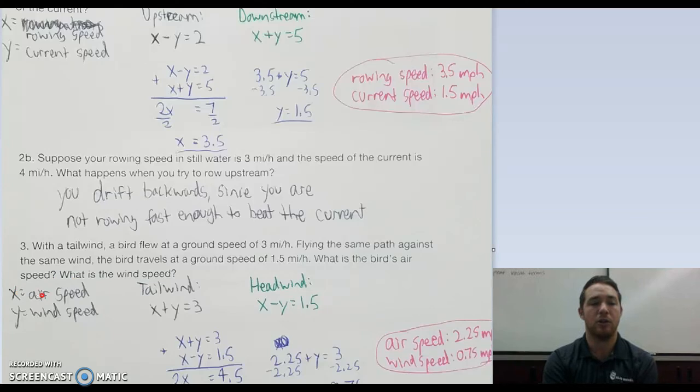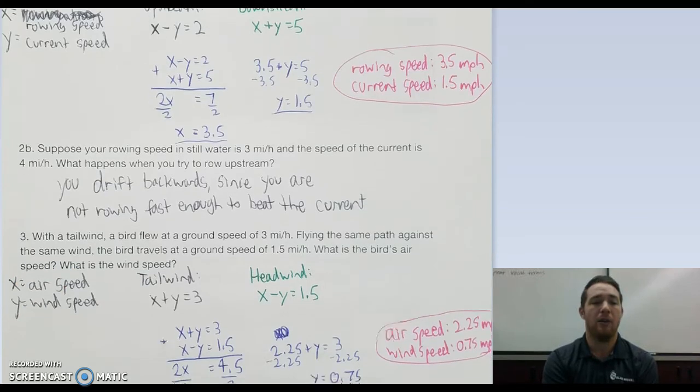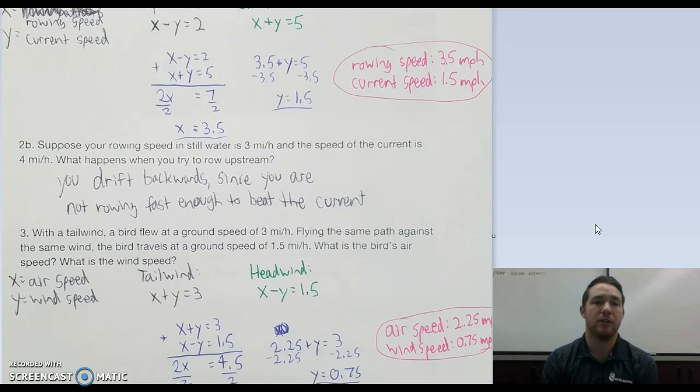Again, x, we can just choose to say airspeed. Y would be our wind speed. And we want to break that down into two equations, just like your upstream and downstream. Same idea, just using air instead of water. So tailwind means the wind is going in your direction, so it's starting from behind you and going forwards. If I take my airspeed and add the wind speed, because that wind is working for me, that speed we found was 3 miles per hour.